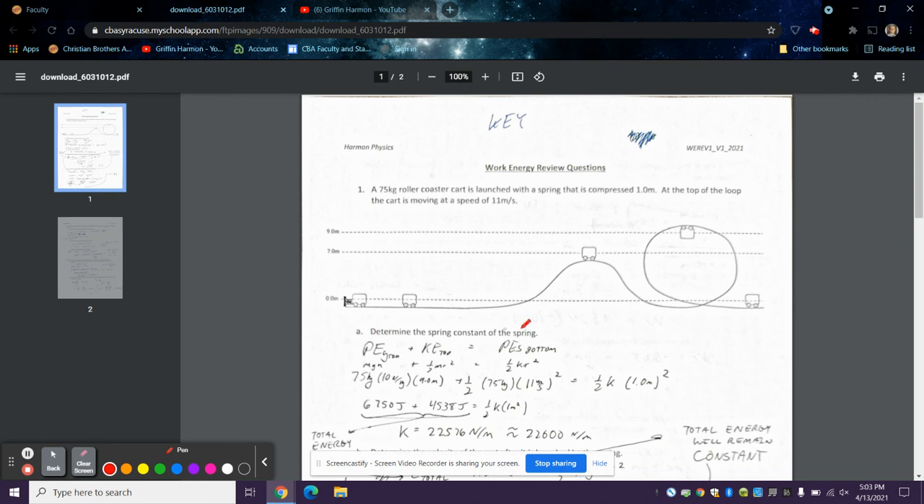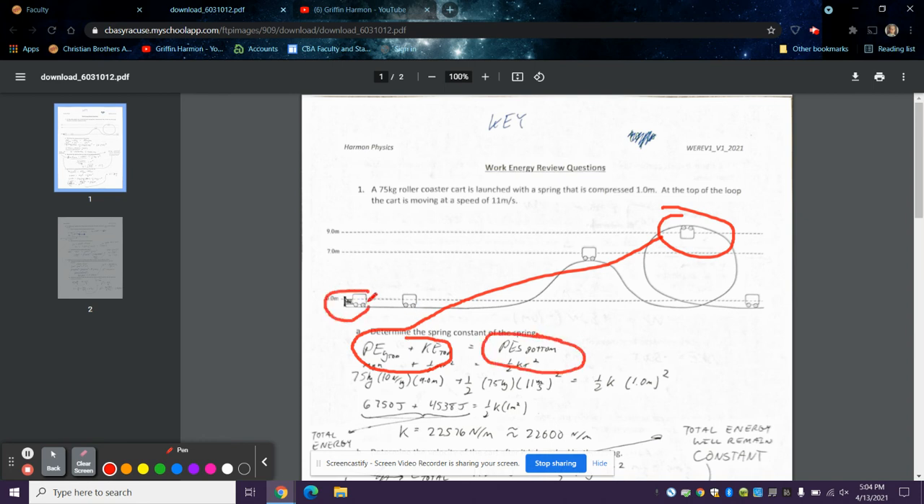So determine the spring constant of the spring. Well, the whole trick with this is we have to determine the energy up here, right? That's the total energy at the top. That has to equal the spring energy at the bottom, which is the energy down here. So you go through PG at the top, KE at the top, add them together, and that adds up to the total energy.